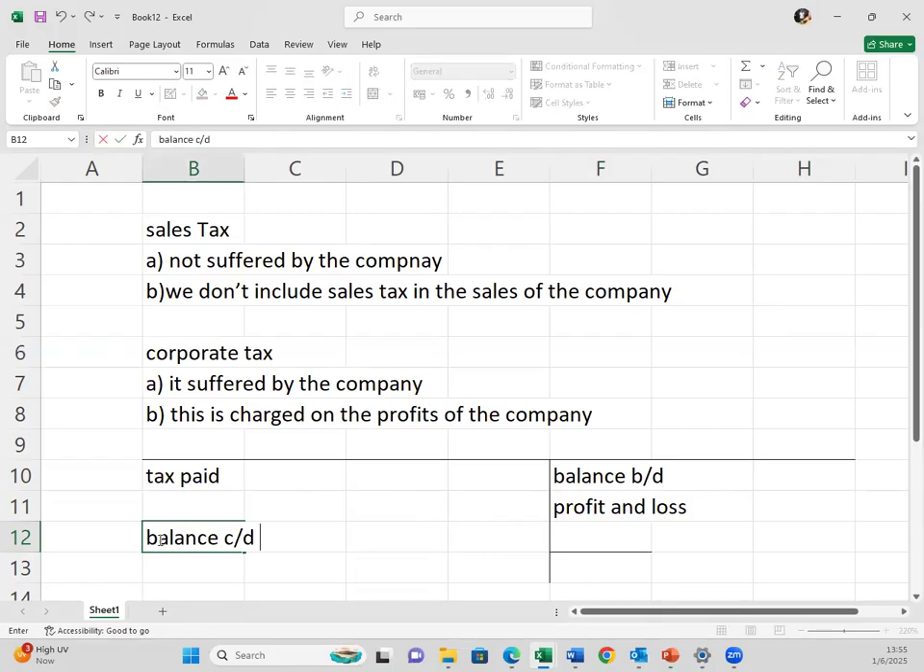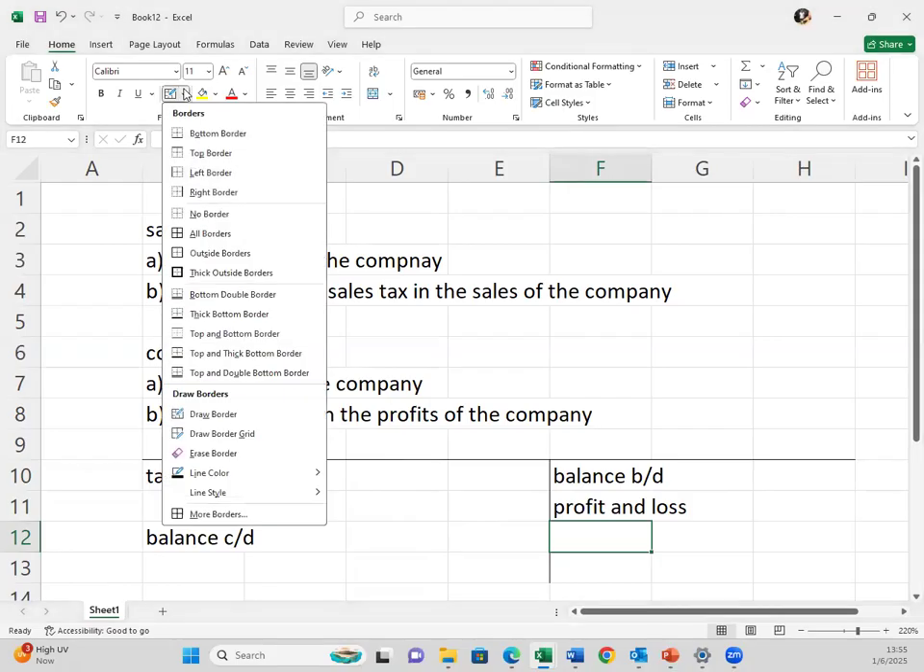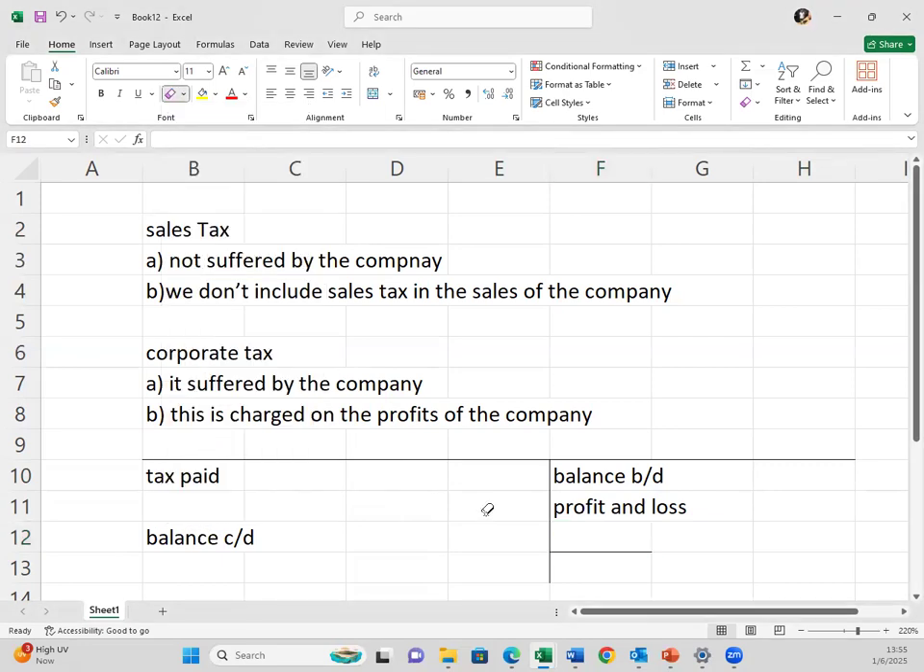Now let's go and fill in the amounts for that. So we have the balance b/d.